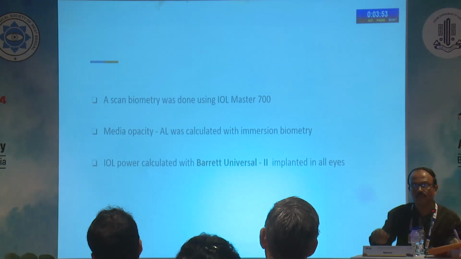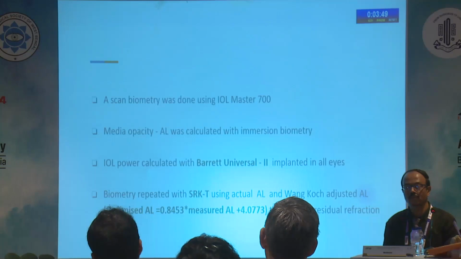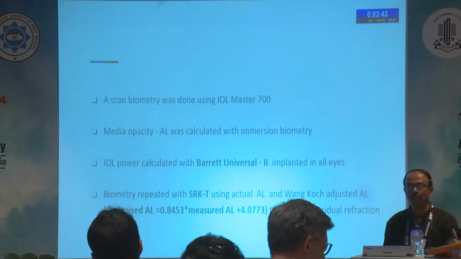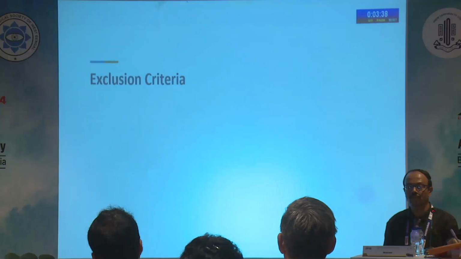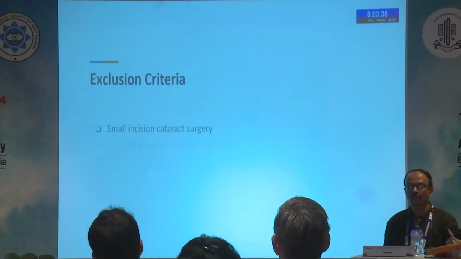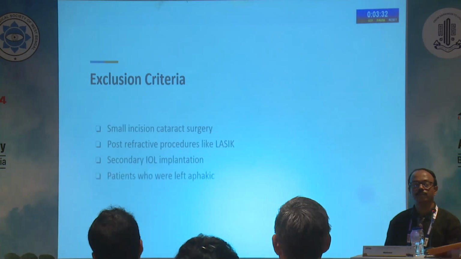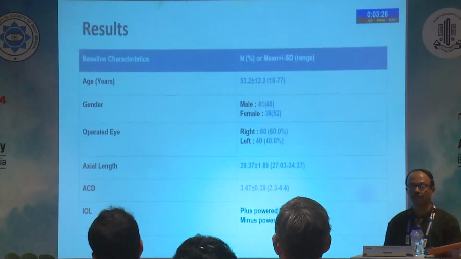IOL power calculated with BARRET Universal 2 was implanted in all eyes, and then biometry was repeated using SRK-T with actual axial length and Wang's-Cox adjusted axial length to know the residual refraction. The optimized axial length equals 0.8453 times measured axial length plus 4.0773. We excluded those patients who underwent SICS, post-refractive procedures like LASIK, secondary IOL implantation, those who were left aphakic, those who had ocular conditions affecting visual acuity other than high myopia, and those who had intraoperative complications.